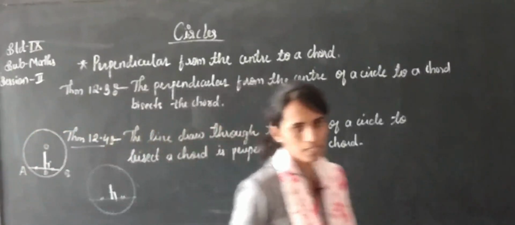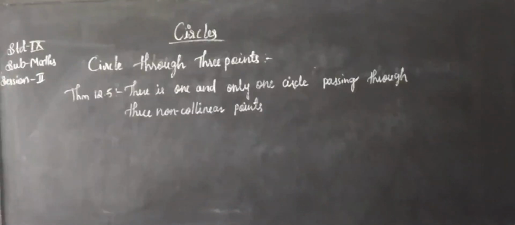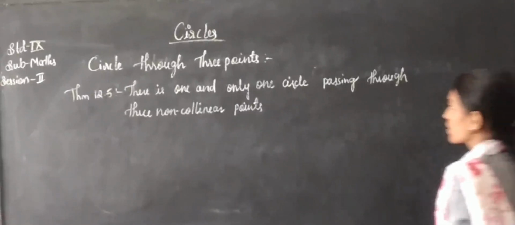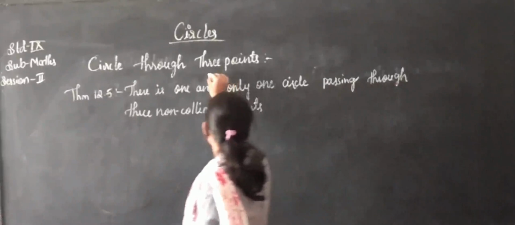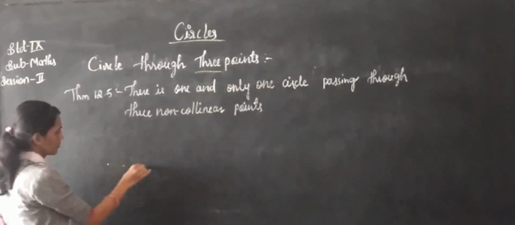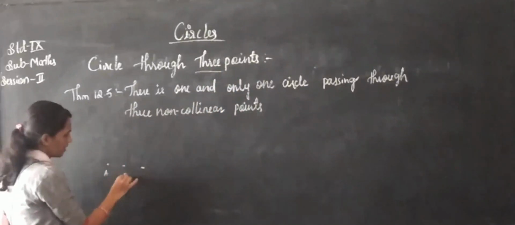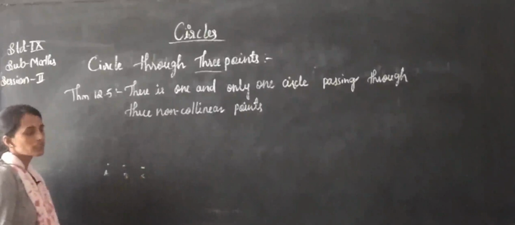So we will see the next part of circles. Now, circle through 3 points. What is a circle through 3 points? Here are 3 points, and we have taken A, B, C. Circle through 3 points.